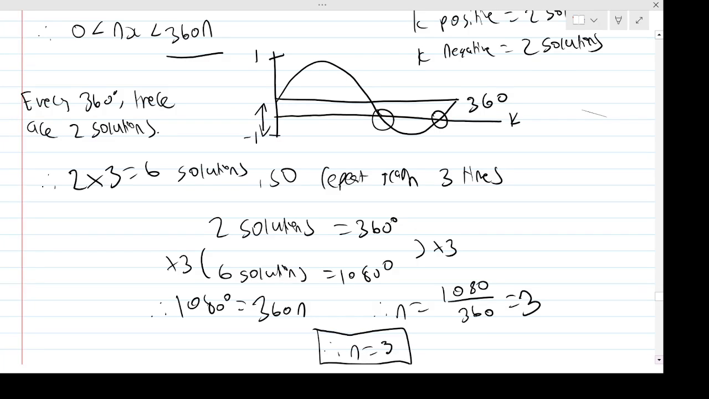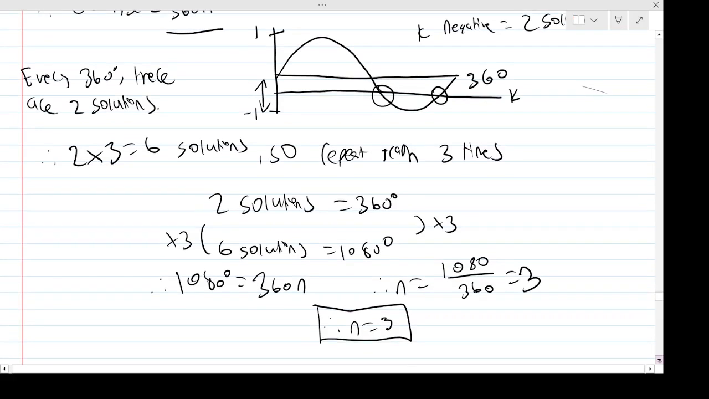But yeah, hopefully you get the idea that we still do the normal method, even though there's a bit more algebra involved. The method being we consider the graph to consider the solutions. There we are. Okay, so n is 3. So that's the first part done.